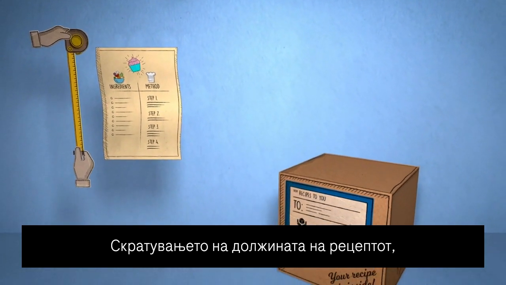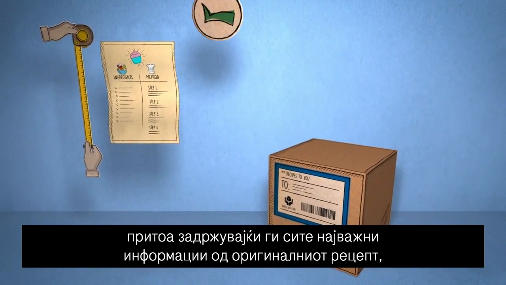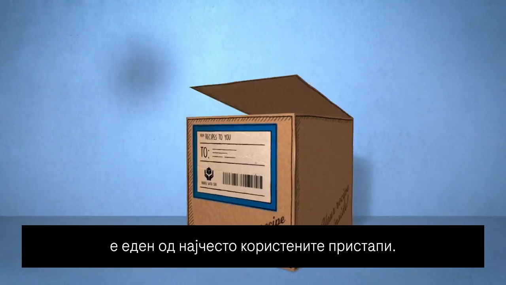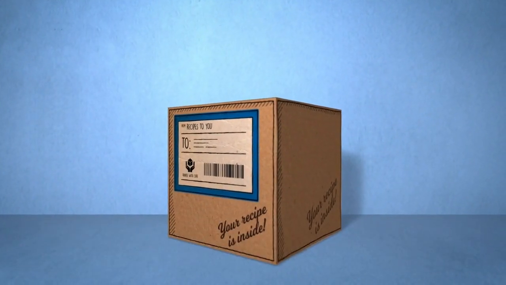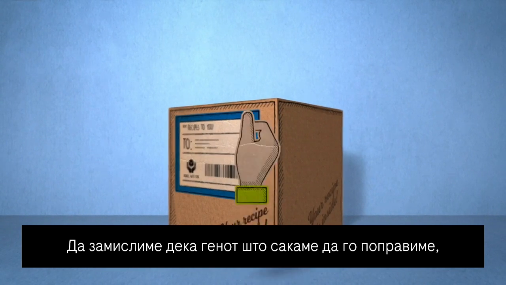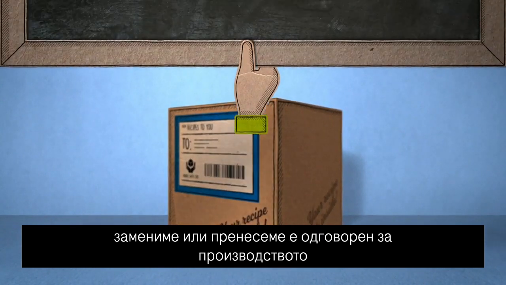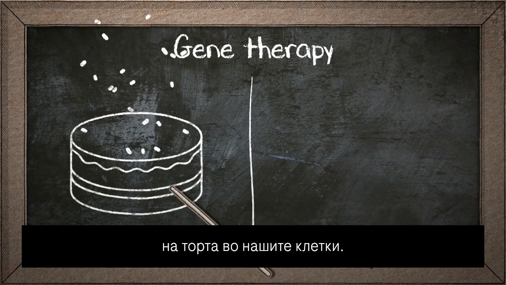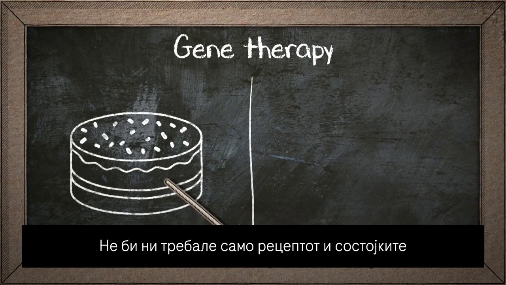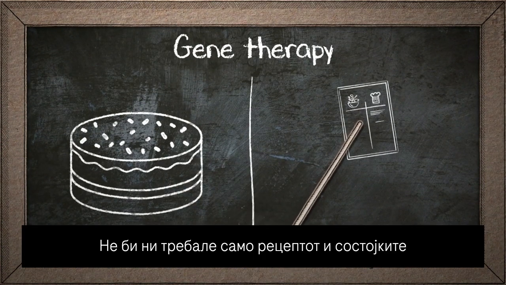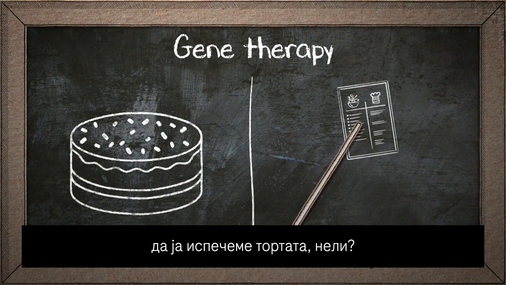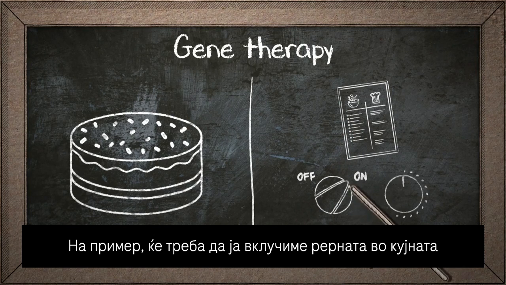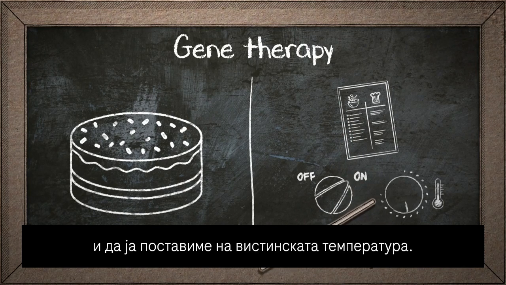Shortening the length of the recipe while keeping all the most important information of the original recipe is one of the approaches commonly used. Let's imagine that the gene we want to correct, replace, or transfer is responsible for the production of a cake in our cells. We would not need just the recipe and ingredients to bake the cake, would we? For example, we would need to turn on the oven in the kitchen and set it to the right temperature.